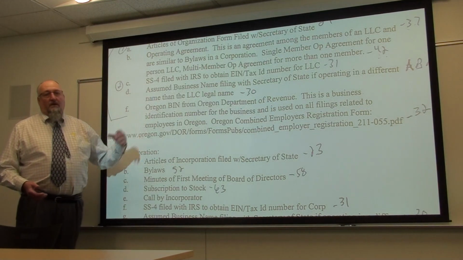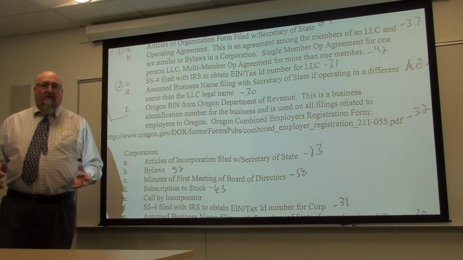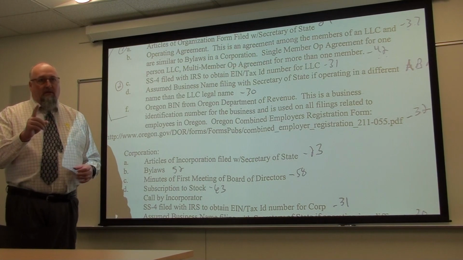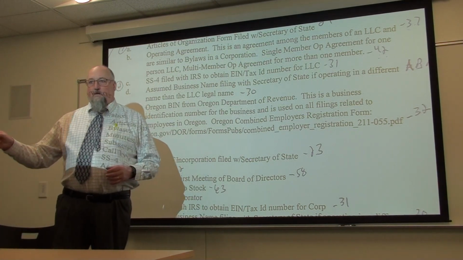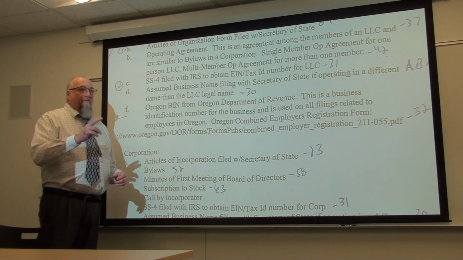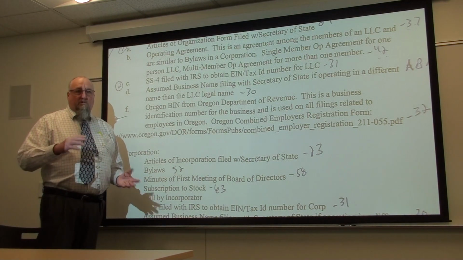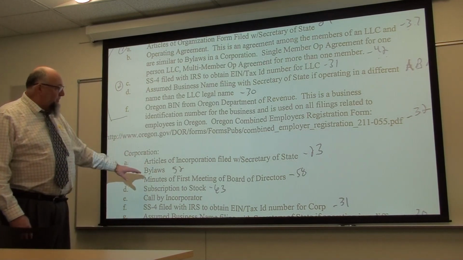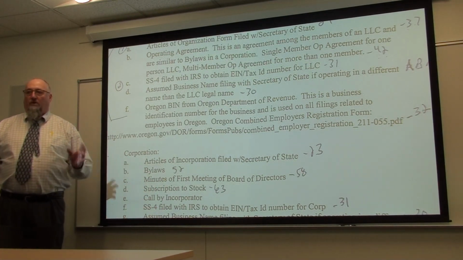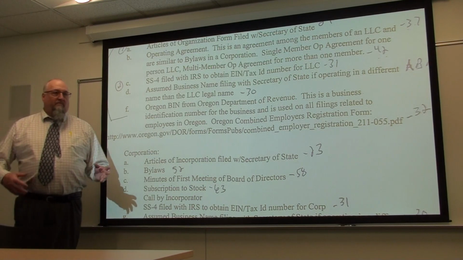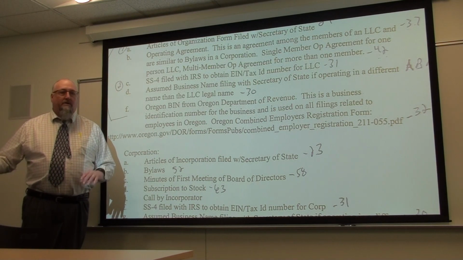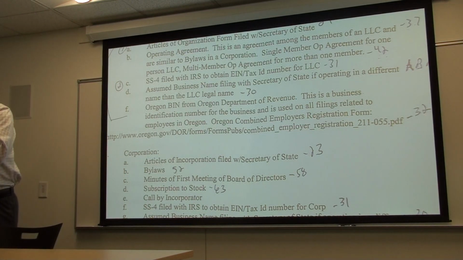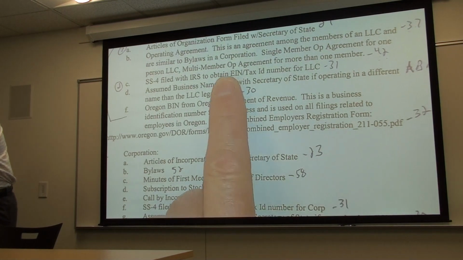In an LLC, you have two different types of operating agreements. If you're a one-person LLC, which we call a single member LLC, or if you have two or more members, it's called a multi-member LLC. For a corporation, it doesn't matter if you only have one shareholder, or 50 shareholders, or a million shareholders, it's bylaws. I have these forms in my yellow book.